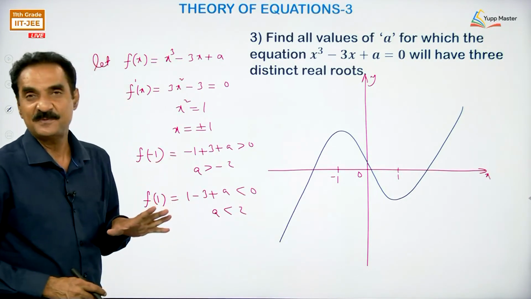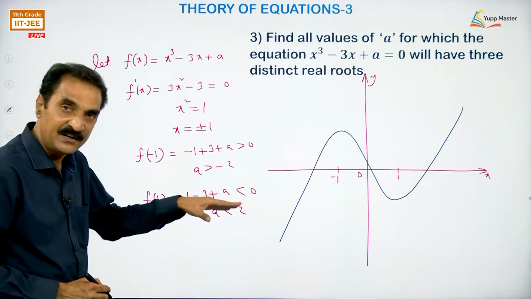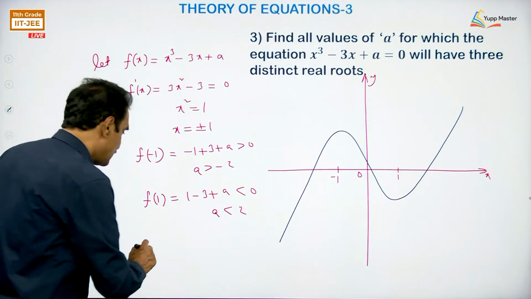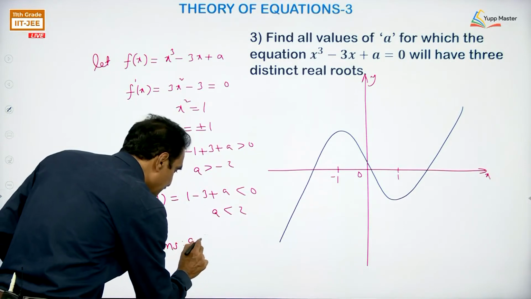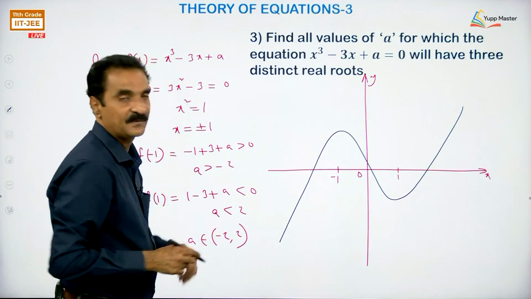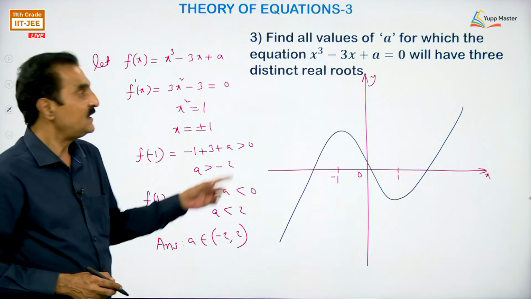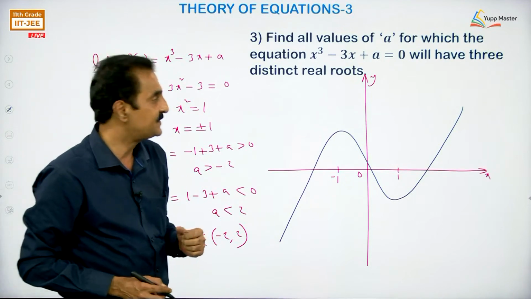Both the conditions must be satisfied. If a is greater than minus 2 and a is less than 2, then the answer is a belongs to the open interval minus 2 to plus 2. If a lies in this interval, this cubic equation will have 3 distinct real roots, right.